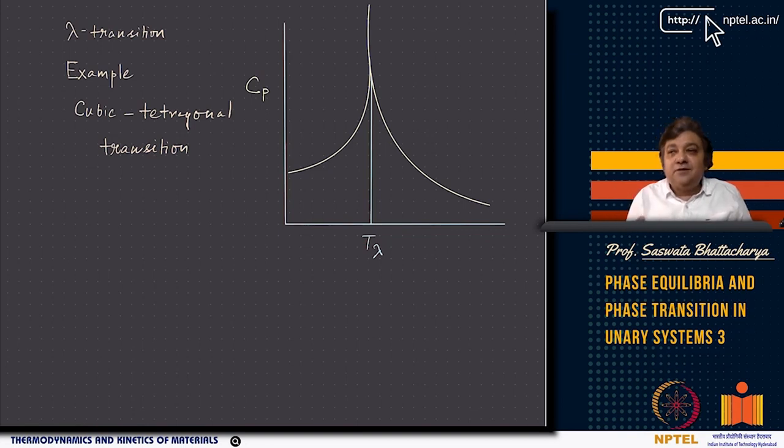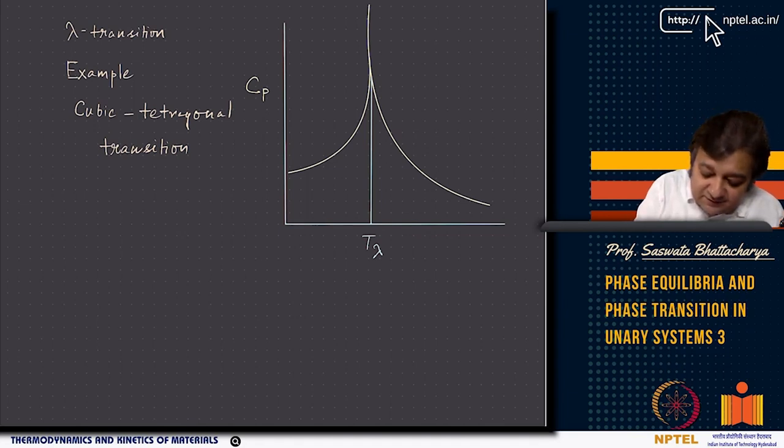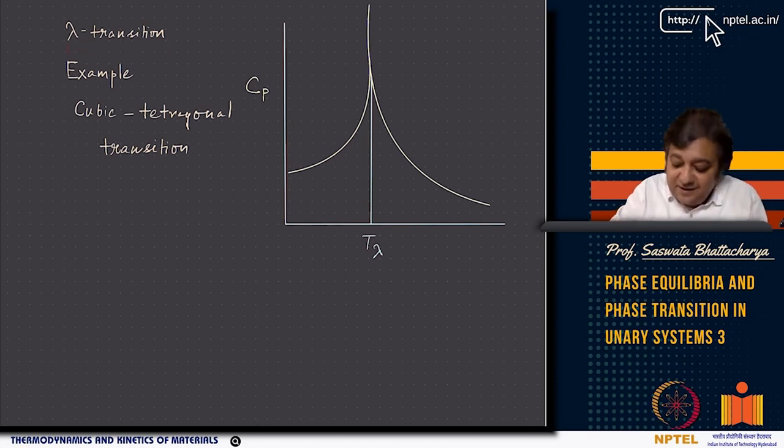Cubic, for example, has three 4-fold rotations, but tetragonal will have only one 4-fold rotation. So there is a symmetry breaking, and this type of symmetry breaking transition often is called a lambda transition, because although the first derivatives are continuous, the change in Cp mimics a first order transformation. It goes to infinity at the transformation temperature, T equal to T lambda, and then it falls back. It shows this lambda-like appearance, the way we write lambda. So this Cp follows this lambda type of curve, where there is a shoot up at the transformation temperature.